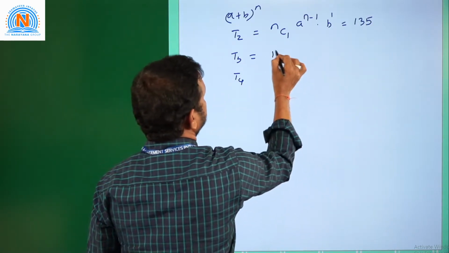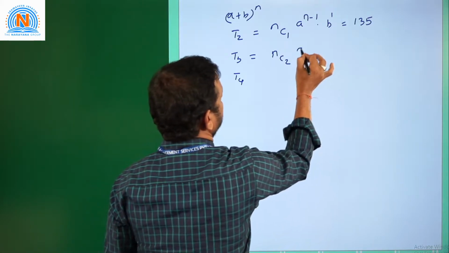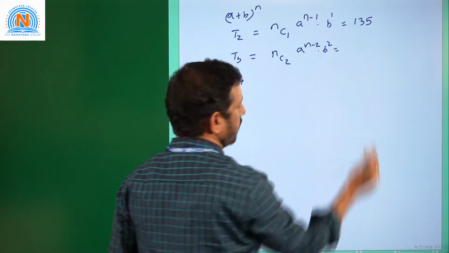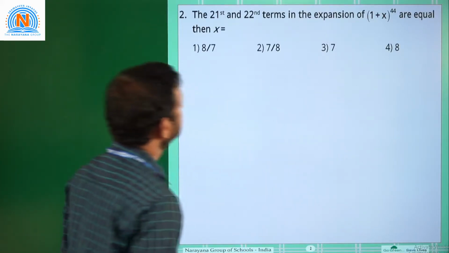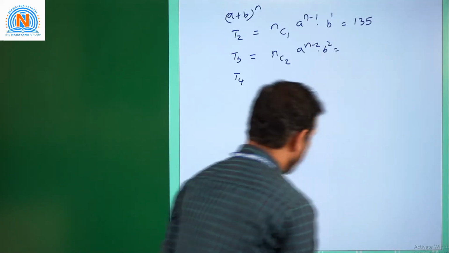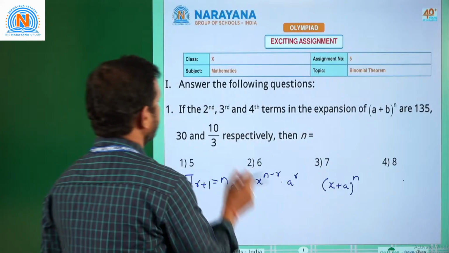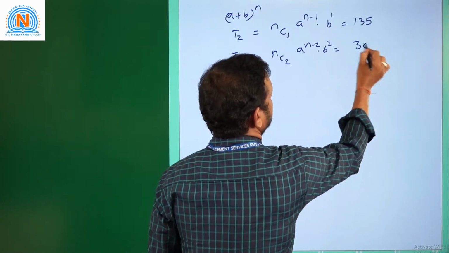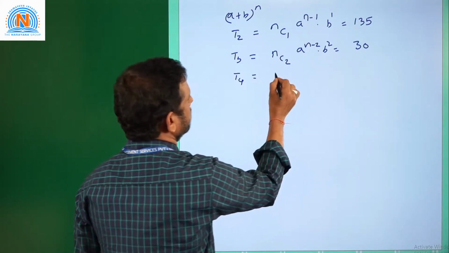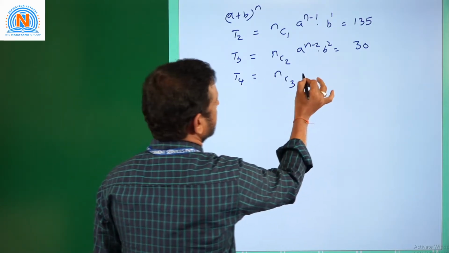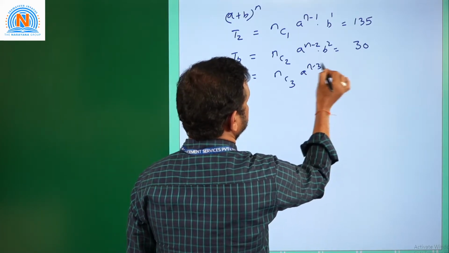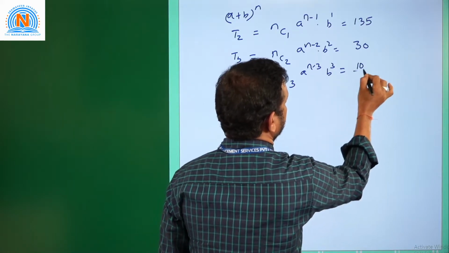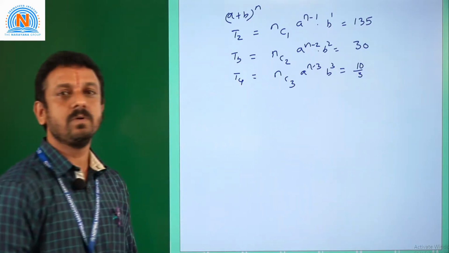Next, the third term, which is nothing but nC2 a to the power of n minus 2 into b square, is given as equal to 30. And the fourth term, that is nC3 a to the power of n minus 3 into b cube, is given as equal to 10 by 3.